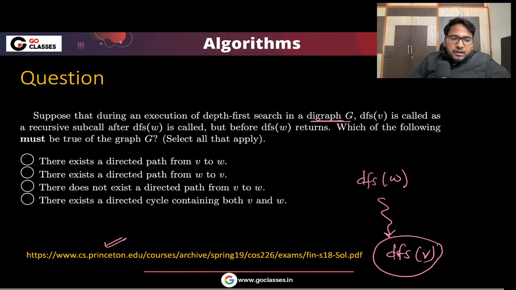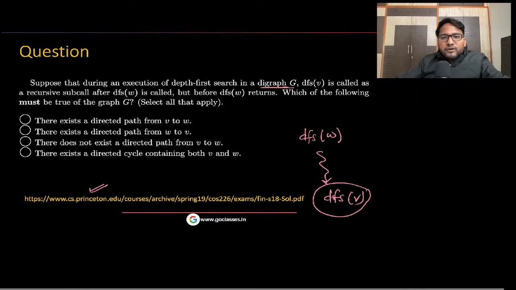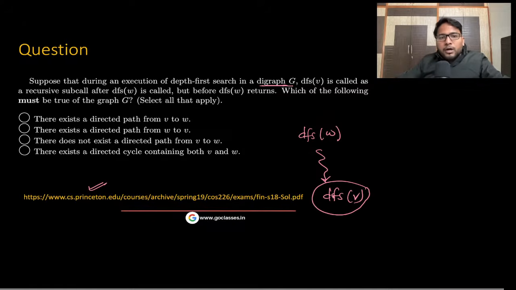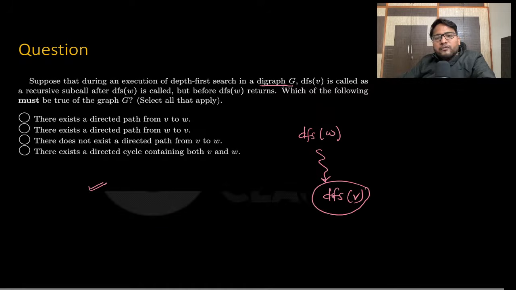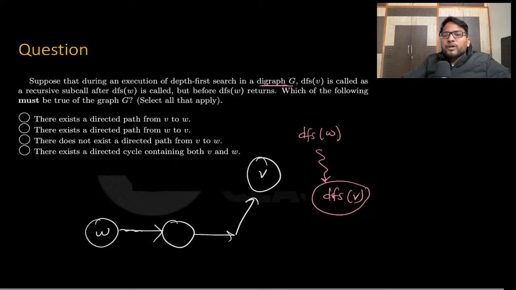See, let me just go to the next page and let me try to explain this. If they are saying that you are calling DFS of W, and after that you are calling DFS of V, what does this mean? Can I not say, before it returns, which means in the graph, let's suppose W, then W might be going to somewhere, but ultimately W is going to V. There is a path, right? There just exists a path, isn't it?